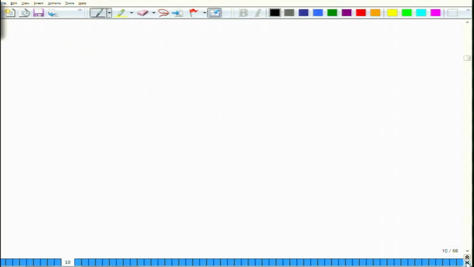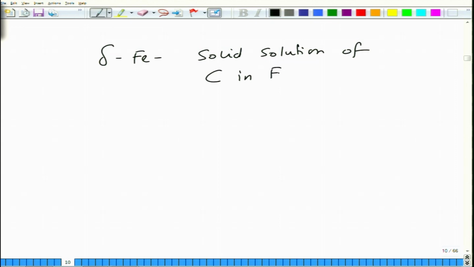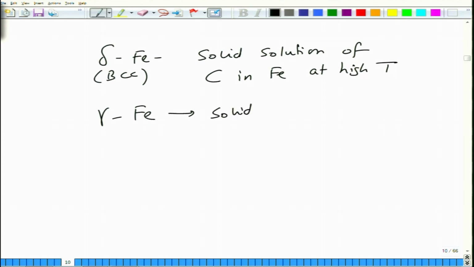Now, the difference between alpha, delta and gamma is that delta is a solid solution of carbon and iron at high temperature, and its solid solubility varies up to the limit of solid solubility. It has a BCC structure. Similarly, you have gamma iron, which is again a solid solution, and it has an FCC structure, whereas Fe3C is called cementite.